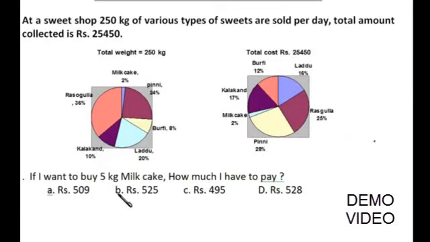If I want to buy 5 kilogram milk cake, how much I have to pay? Now for that we have to find out the price of 1 kilogram of milk cake, right? Now what is the quantity? That is 250 kilogram, and out of that 2% is the milk cake. Friends, most of the students, what do they do? They actually calculate it. What is 2% of 250 kilogram? Maybe whatever, right?